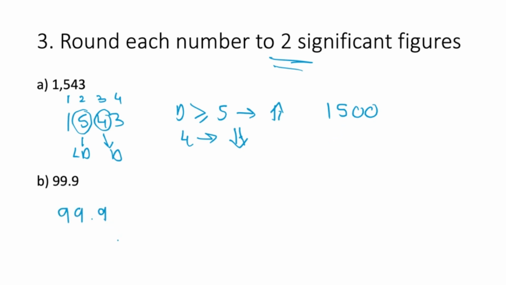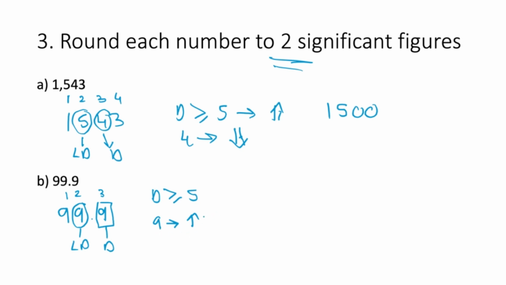99.9. Now this is a bit trickier. In this situation, the last digit is this 9. Since 1, 2, 3, that's the second significant figure, and the decider would be the 9 in the 10th column. So you'd round the last digit, which is 9, upwards. And in this case, because it's 9, it's going to turn into what?